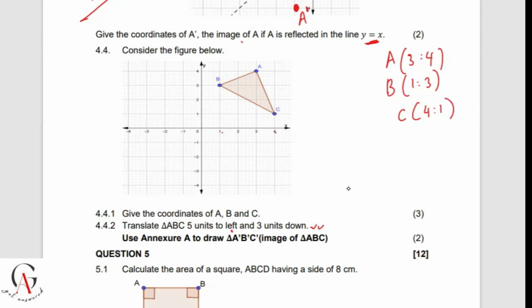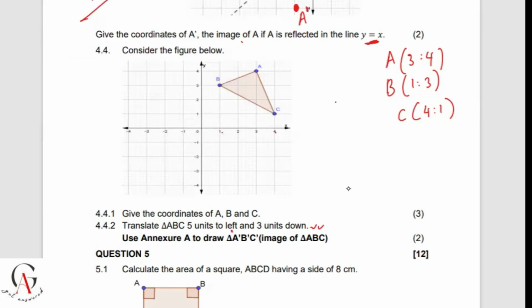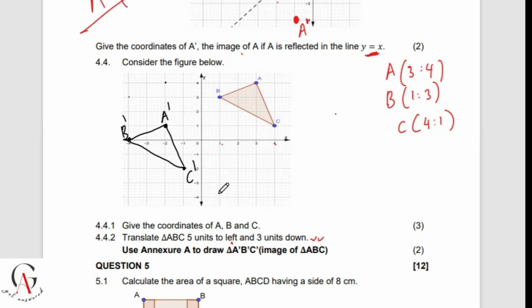So I'm going to use the same graph to draw that. Let me change the color to black. Let me start with A. 5 units to the left, 3 down. So it's 1, 2, 3, 4, 5, and then 3 down, 1, 2, 3. So this is going to be my A prime. For B, it's 1, 2, 3, 4, 5, then 1, 2, 3. Here, that is B prime. For C, it's 1, 2, 3, 4, 5, then 1, 2, 3. This is my C prime. And then I'll just connect this with my ruler and get my shape. Something like that. So this is the translated image. All right, so that is question number 4.